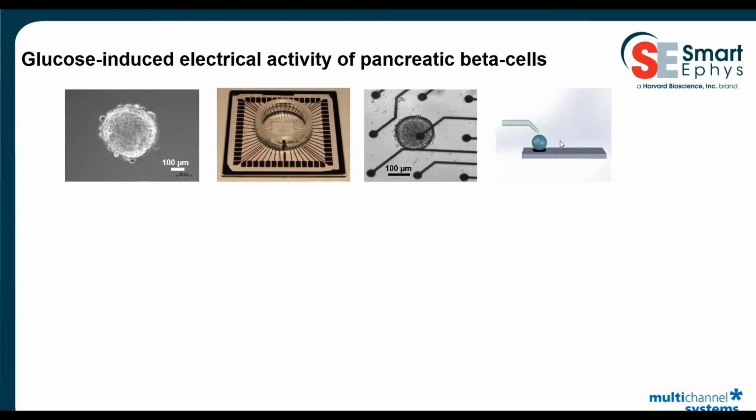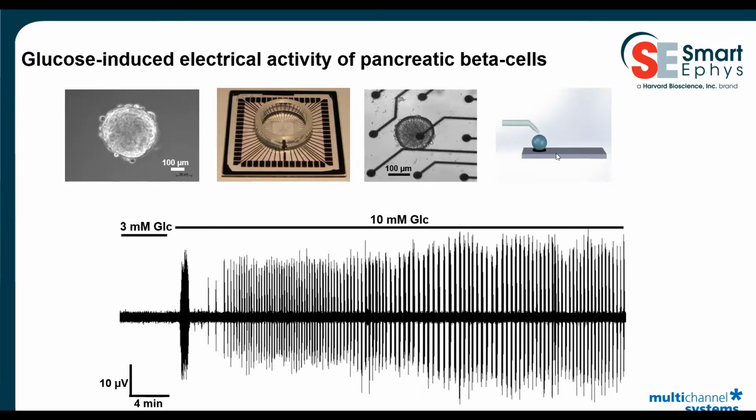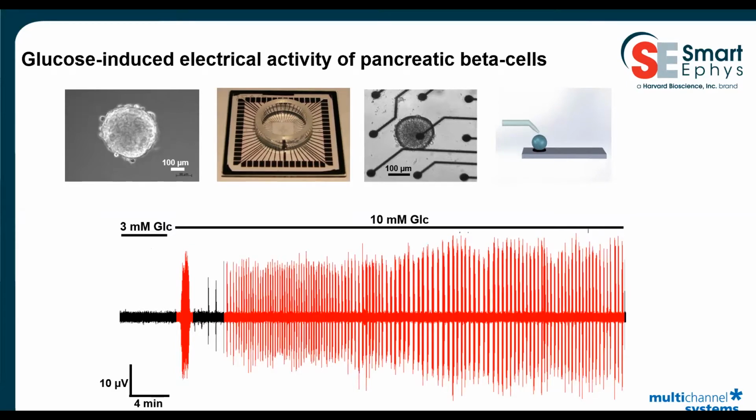A standard recording looks like this, from left to right. During the application of 3 millimolar glucose, which is under the threshold of activity, at least in mouse islets, there is no activity detectable, only a baseline. After the increase to 10 millimolar glucose, you see an initial strong burst of electrical activity, followed by a short break, and then the characteristic oscillatory activity takes place, which is stable over a very long time.